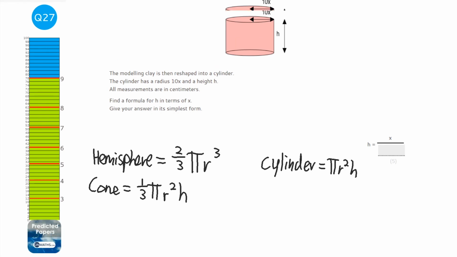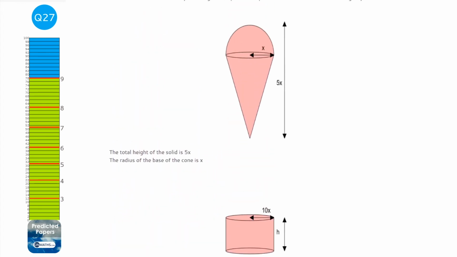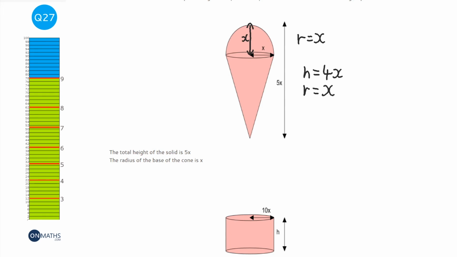Okay, now we need to find out what the bits are. So for the hemisphere we just need r. Well, that's quite simple, because r is just going to be x. It's the radius of the hemisphere. Now what's more difficult is to work out the height of the cone. Well, if the radius across to the right is x, the radius of the circle up is also going to be x. So we know the height of the cone is going to be 4x, because one of those x's is used on the hemisphere. We know the radius of the cone is going to be x, because it's stated at the top. So let's keep going.